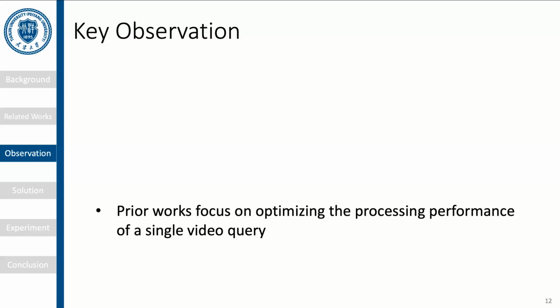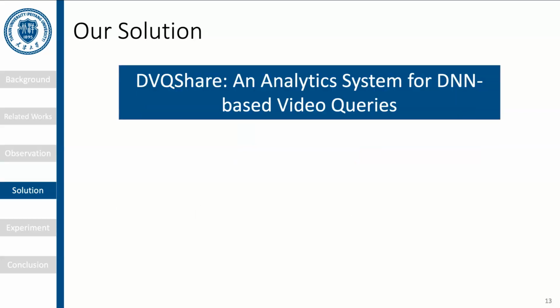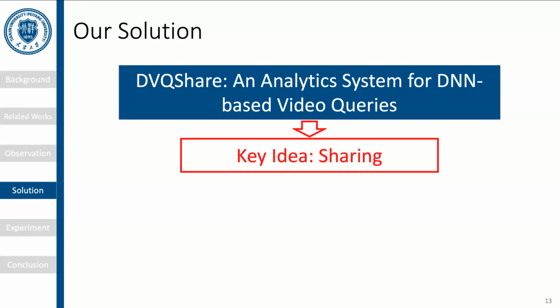Compared with prior works, we focus on optimizing the processing performance of multiple video queries. The key observation of this paper is that a sharing-based optimization method, including temporal sharing, spatial sharing, and logical sharing, can help improve systems' overall performance. In this paper, we propose DVQShare, an analytic system for DNN-based video queries. The key idea behind this system is sharing.